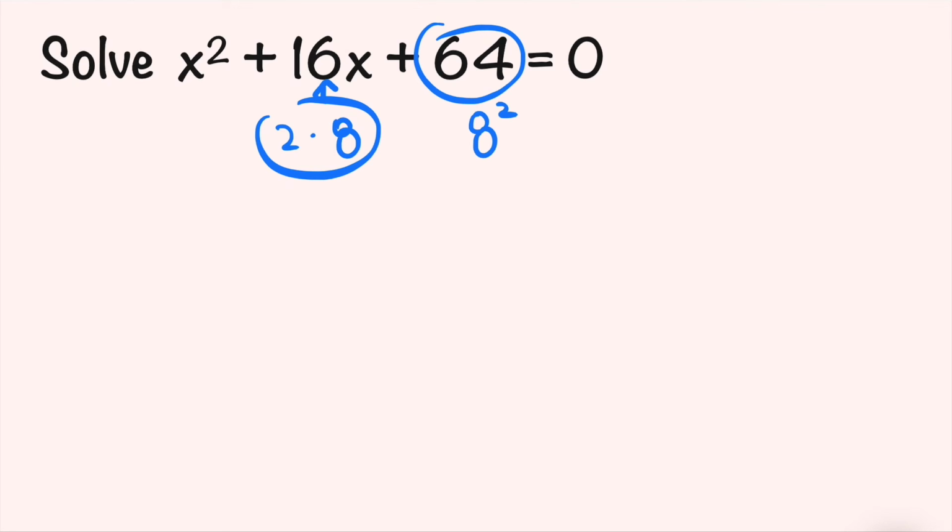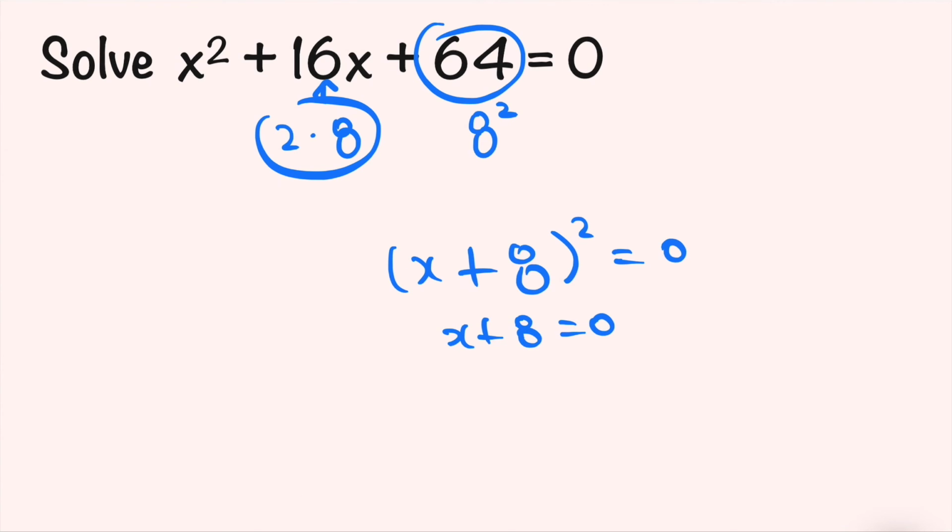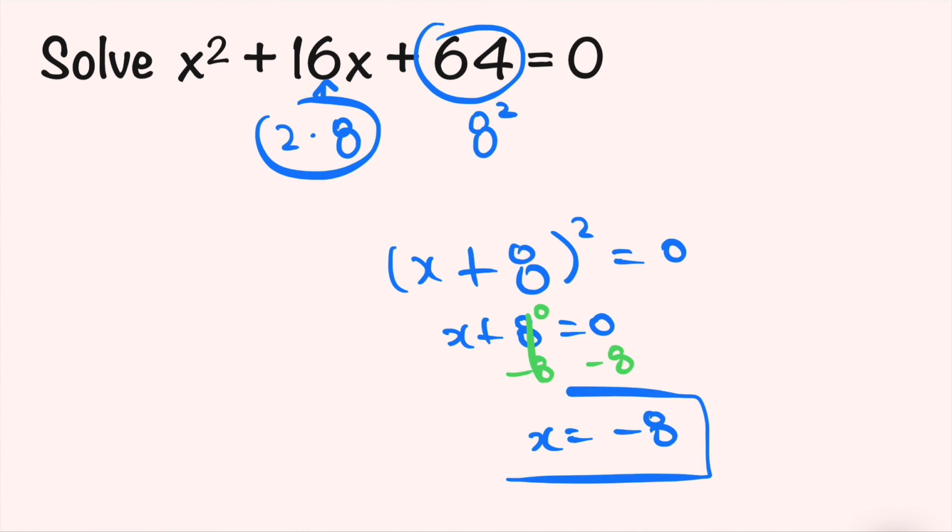Because 64 is the square of 8 and 16 is 2 times 8, the equation can be factored into x plus 8 squared is equal to 0. Well, in this case, we have square of something to be equal to 0. That means that something has to be 0. Meaning x plus 8 has to be equal to 0. To solve this, we can minus 8 from both sides. Plus 8 minus 8 becomes 0. So we have x is equal to negative 8. And that's our final answer.